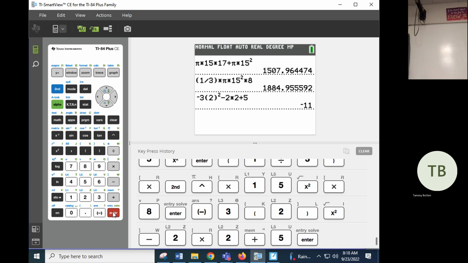Does anyone need to come and get one? If you need to, the graphing ones and the regular ones. There's a graphing one on my desk too.